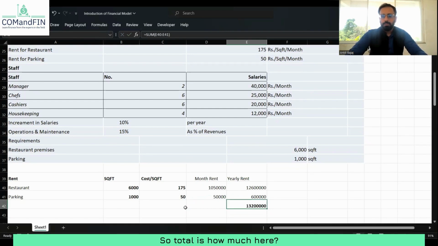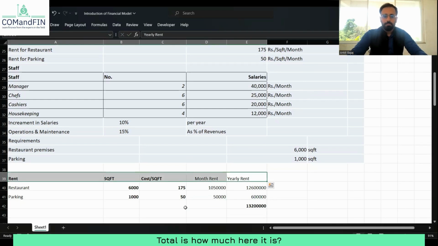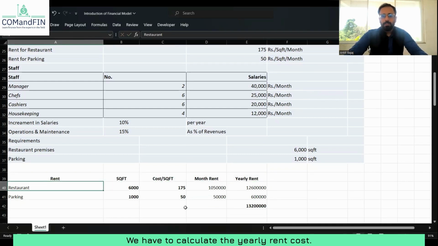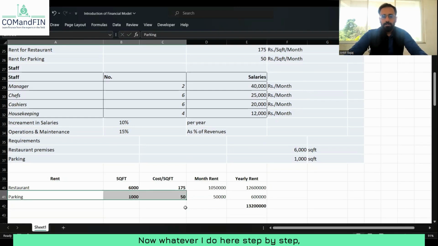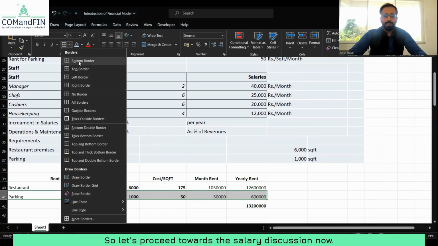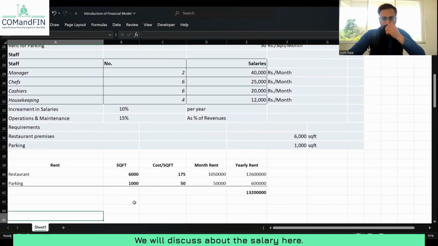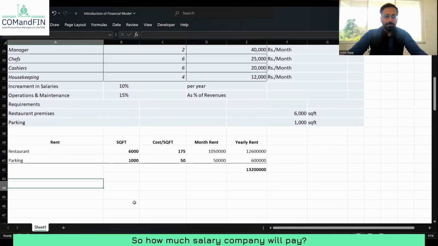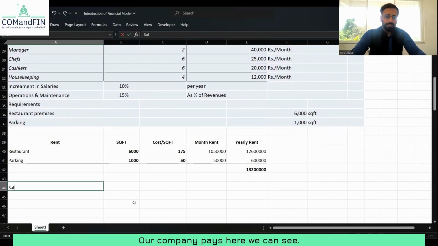So total is how much here? Total is 1 crore 32 lakh, right? So this is what we have to do. We have to calculate the yearly rental cost. Now what I will do here, step by step, I will calculate the other costs also. Right? So let's proceed towards the salary discussion now. We will discuss the salary here. So how much salary company pays, here we can see.